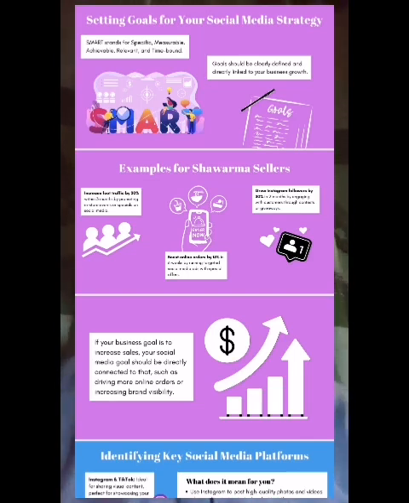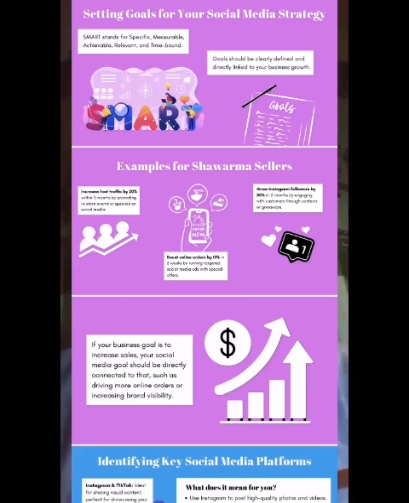And then the next line says examples for shawarma sellers. It says increase foot traffic by 20% within 3 months by promoting in-store events or specials on social media. So what this line is saying, from my understanding, is you want to increase the events that take place inside your store, or special events about your business. You want to improve the awareness of customers on social media, right? So these are ways that you can come up with a metric for your social media growth.